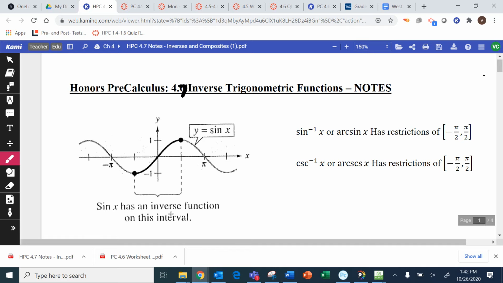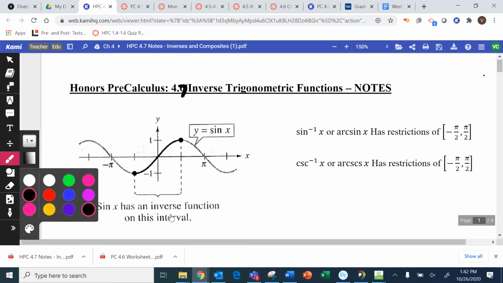4.7, inverse functions. The word that I'm stressing here is functions, inverse functions. We've already talked about sine inverse. Today we're looking at it being a function. So here's a graph of sine x, and when we talk about the inverse of the function, we're talking about switching all the x's and the y's and solving for the new x, or solving for the new y, right? Remember that from chapter 1?